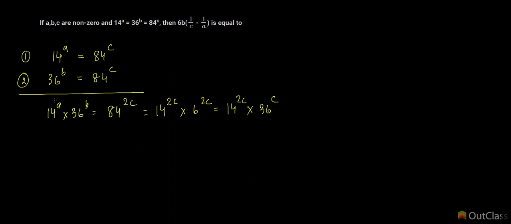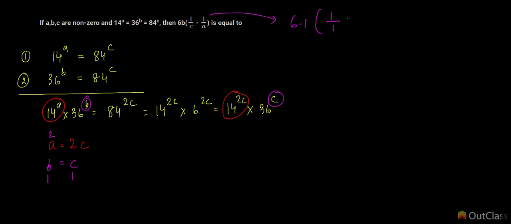And when you do the comparison, you will notice that A is equal to 2C and that B is equal to C. So you can simply take C is equal to 1, B is equal to 1, and A is equal to 2 and substitute it, and you will get the answer. So the answer is 6 into 1 into 1 by 1 minus 1 by 2. That's 6 into half, and the final answer is 3.